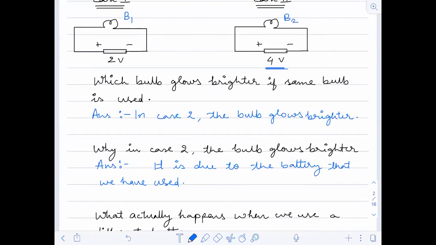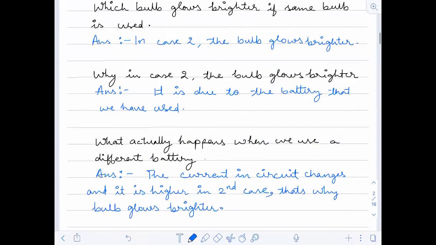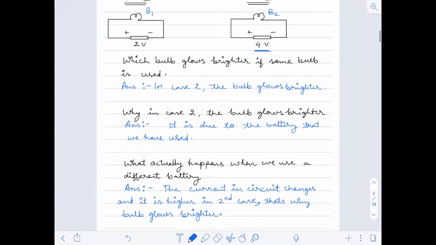Okay. Now, what actually happens when we use a different battery? Just see this. Now, the question arises here. What actually makes bulb B2 glow brighter if I'm using a higher voltage battery? The current in the circuit changes and it is higher in the second case. That's why the bulb glows brighter. When the filament gets heated up due to more current, it will glow brighter. The current is increasing in case 2, and that's why this bulb is glowing brighter.